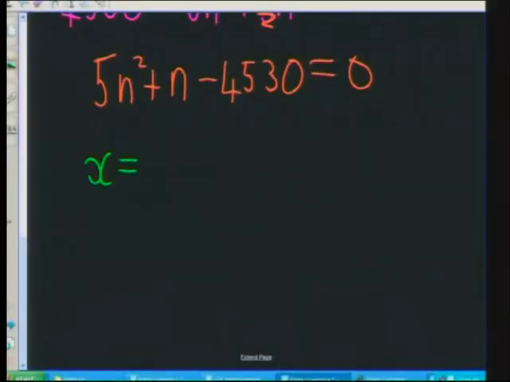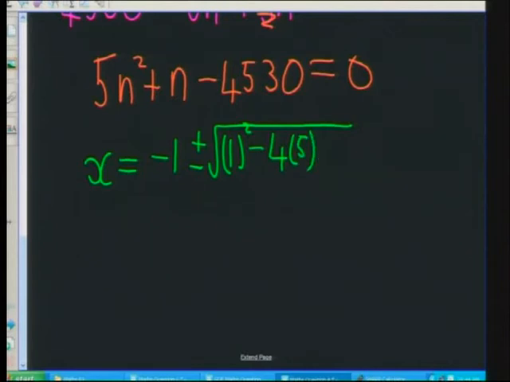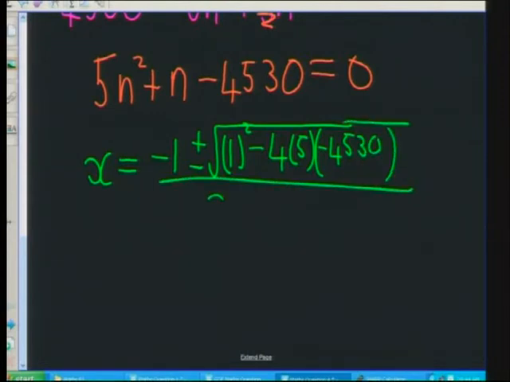X is equal to minus b, which is minus 1, plus or minus the square root of b squared, so that's 1 squared minus 4a, which is 5, and c, which is negative 4,530, everything divided by 2a. So that's going to be 10.